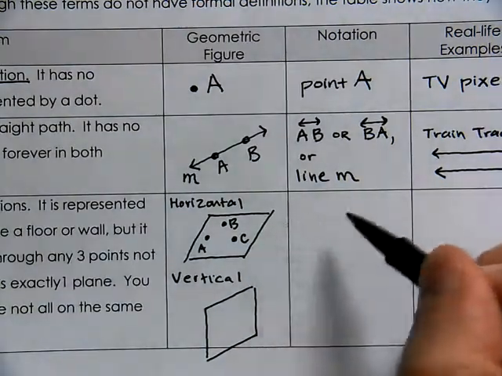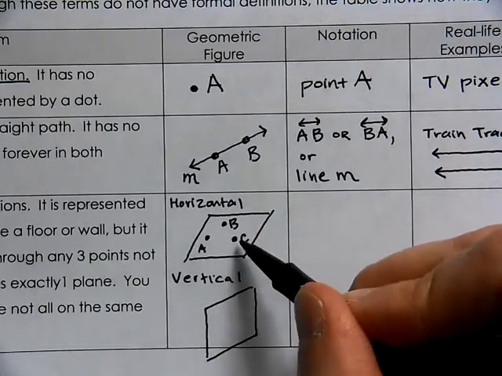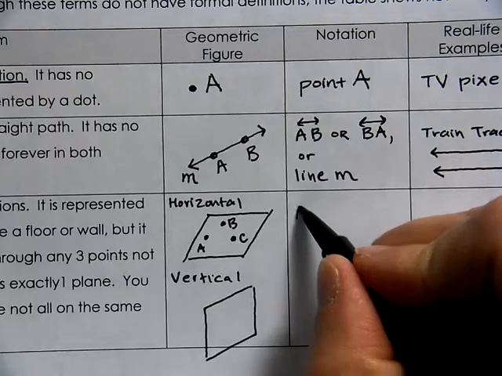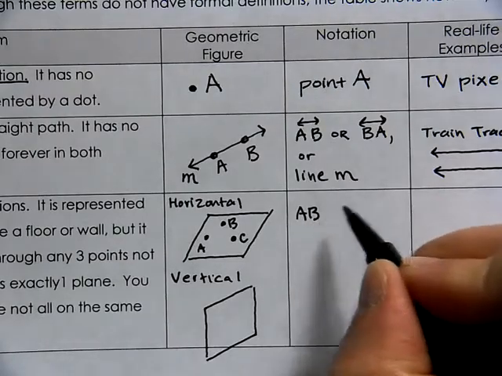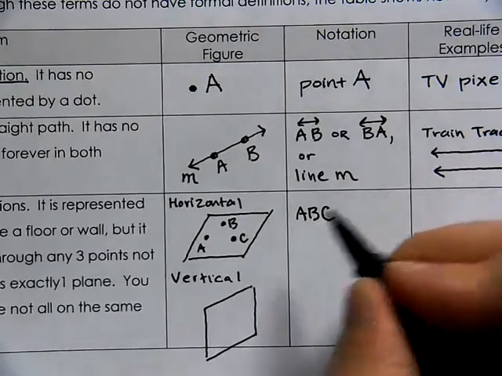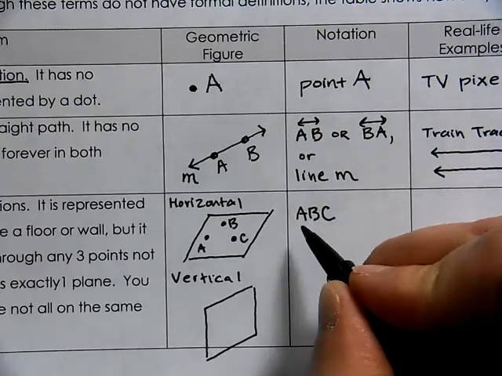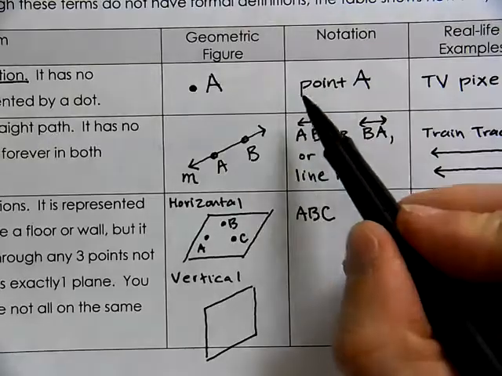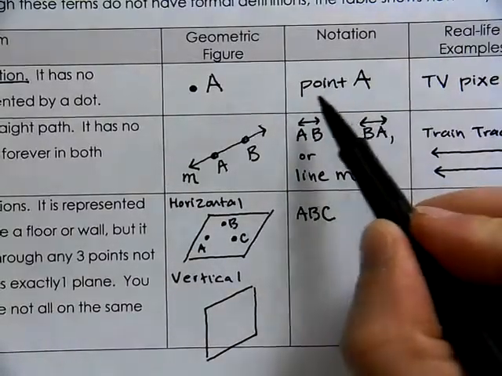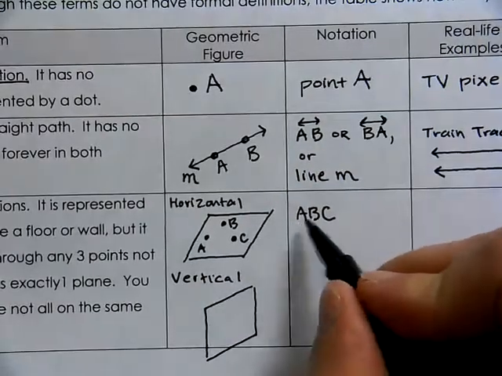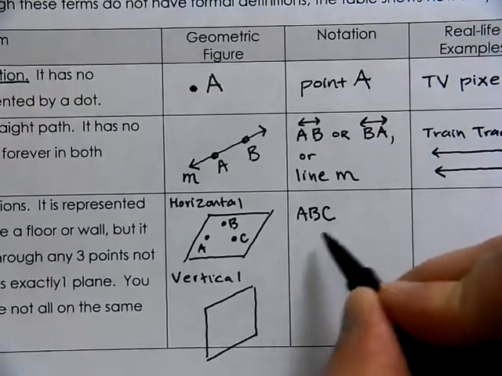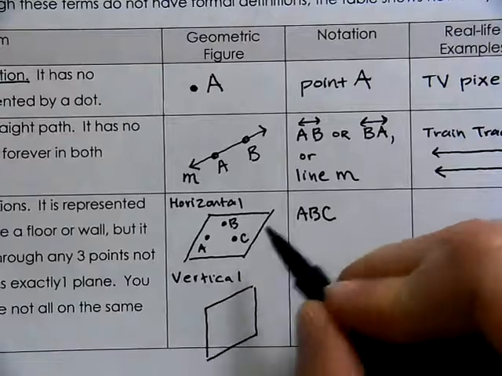So when we want to name the plane, we're going to use 3 letters not on the same line. So we could call this plane ABC. Now you heard me say the word plane in front of the 3 letters, but I didn't actually write down the word plane. Here we're writing down the word point in front of A to communicate we have a point. Here we have 3 letters, but I'm not writing down the word plane because when you see 3 letters, you interpret that symbol to mean a plane.